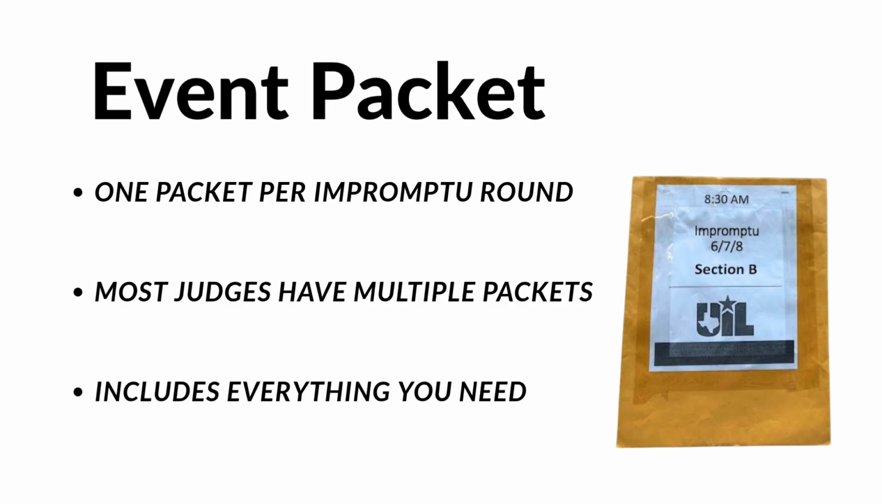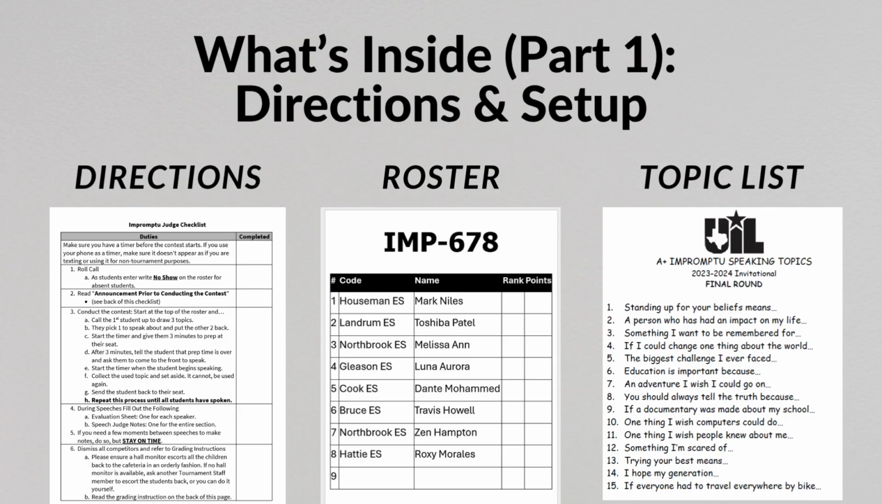When you arrive to the tournament, you'll receive an event packet for each round you're judging that day. Each packet is specific to one round and includes everything you'll need to run it. When you open your impromptu packet, start by reading the direction sheet. It tells you how to run the event and includes a script to read aloud.